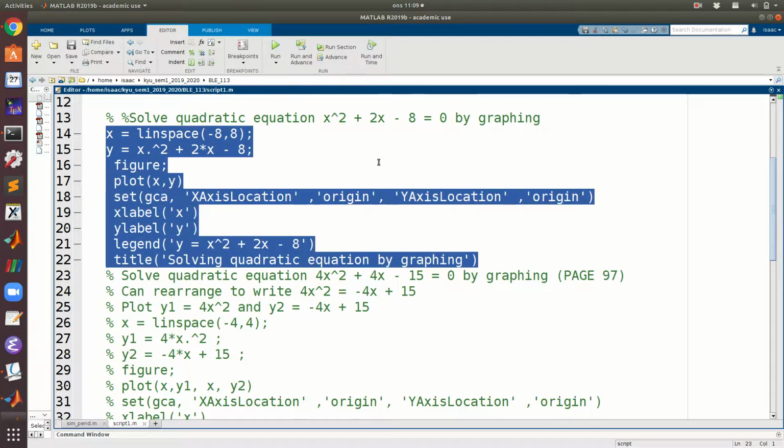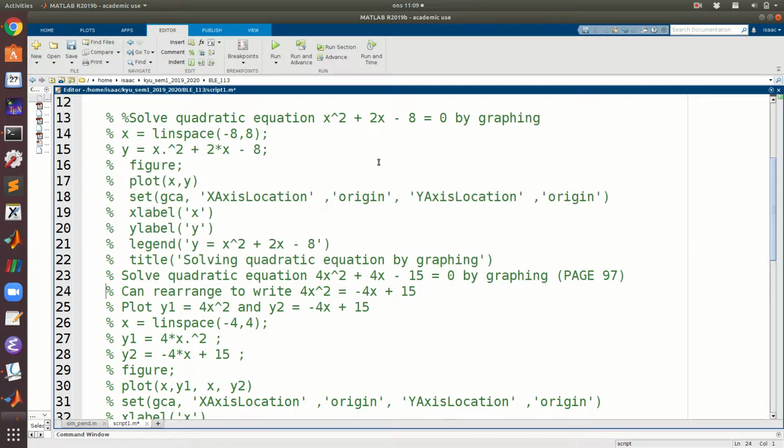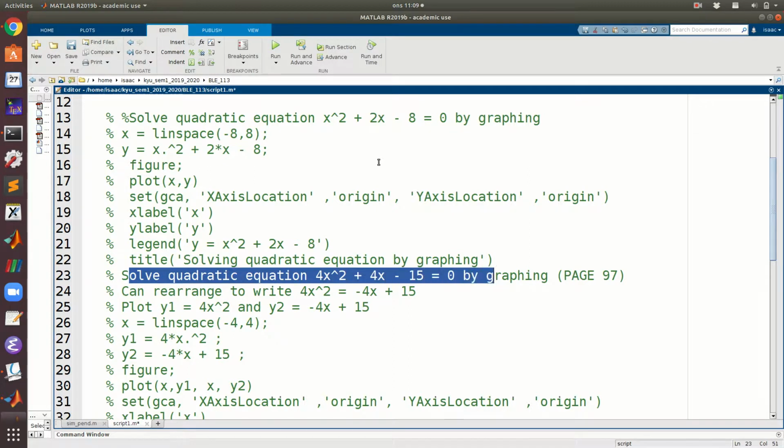So we will comment this, comment that, and then next we will try to solve the quadratic equation. Solve the quadratic equation x squared plus 4x minus 15 equals 0, and you see this problem on page 97.